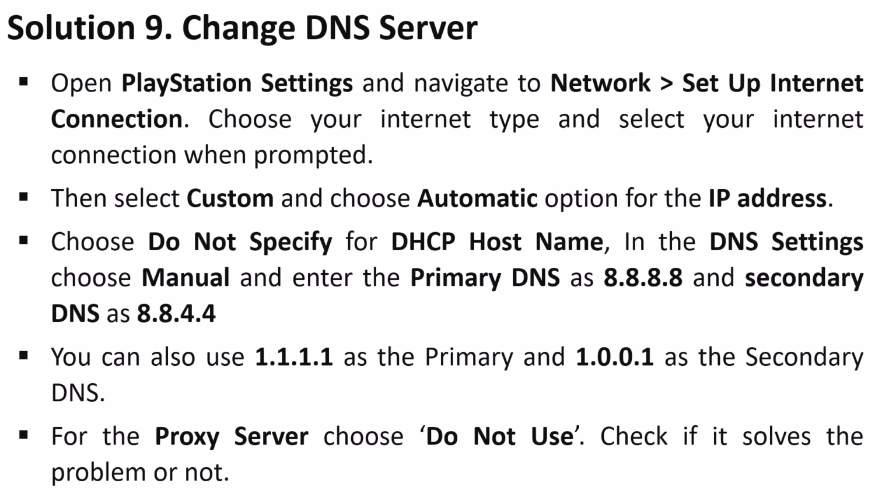Solution 9 is to change the DNS server. So open PlayStation settings and navigate to network, set up internet connection, select your internet type and select your internet connection when prompted. Then select custom and choose automatic option for the IP address. Select do not specify for the DHCP hostname. In the DNS settings, choose manual and enter the primary DNS as 8.8.8.8 and in secondary DNS enter 8.8.4.4. For the proxy server, choose do not use and save it and then launch the game and check.